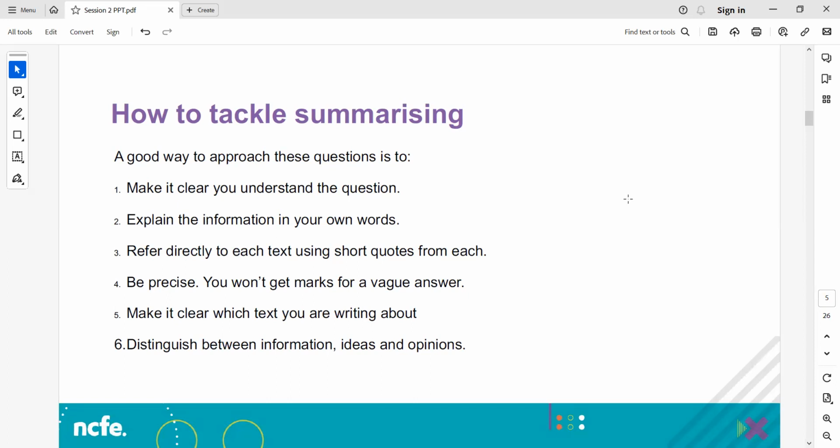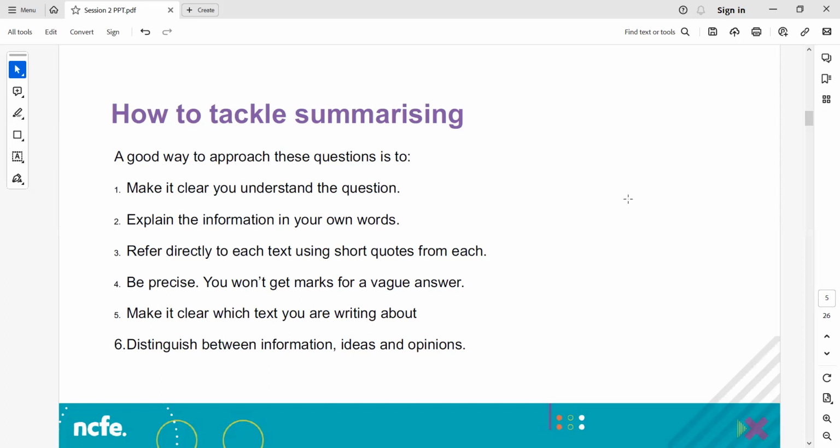Don't just copy what's in the documents given; you need to put that into your own words. Also, you should refer directly to each text using short quotes, to back up the answer or the argument you are giving. We've looked at speech marks, so use speech marks to quote from the text. Be precise in your answer, not vague. Are they the same or different? And give evidence for that.